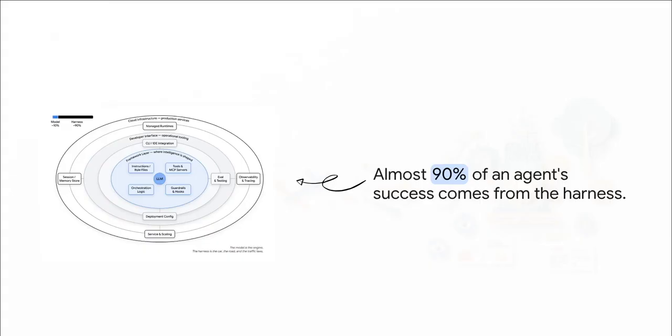Get ready for this, because this is a pretty stunning reality. Nearly 90% of an agent's success comes from the harness you build around it, not just the underlying AI model. Seriously, when an agent fails, our very first instinct is to blame the AI, to say it's just dumb. But if you look closely, that failure almost always traces back to your harness. It's a missing tool, a vague instruction, or maybe a guardrail you just forgot to put in place.